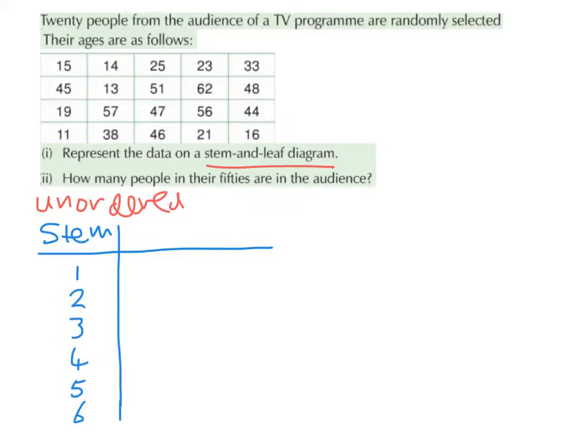So next what I do is I go through my list from the first number to the last number, and I write the single digits beside their corresponding stems in my leaf section.